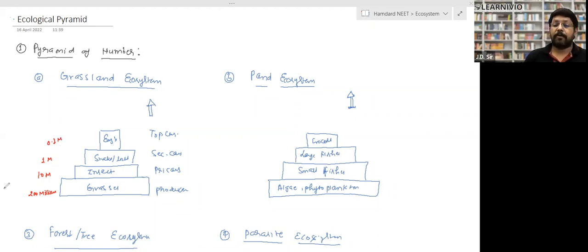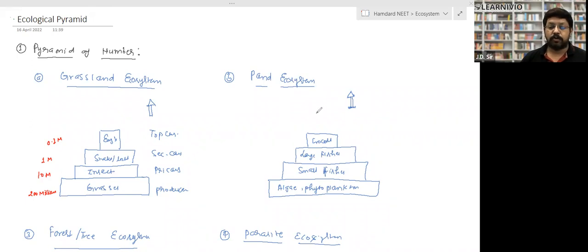So in the ecological pyramid, the pyramid is getting narrow because the number of organisms at every trophic layer is reducing. So this is an upright ecological pyramid. Is it correct? Yes. Okay. Now the B is another one.